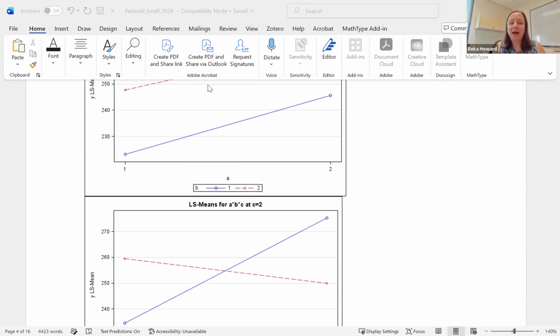So what does it mean? I don't have an interaction here. I have an interaction here. They act differently, totally different, then it means I have a three-way interaction.